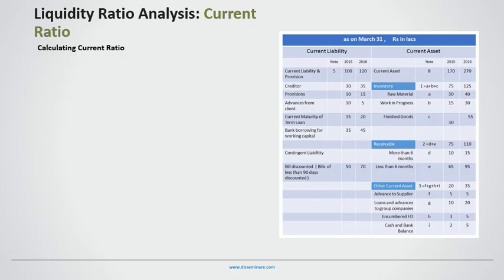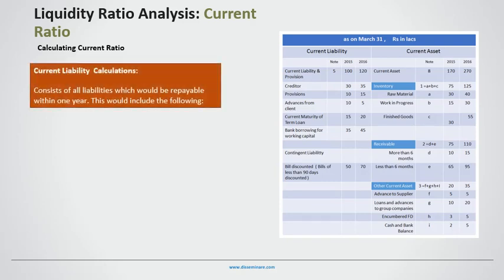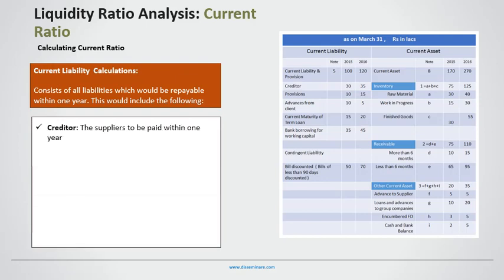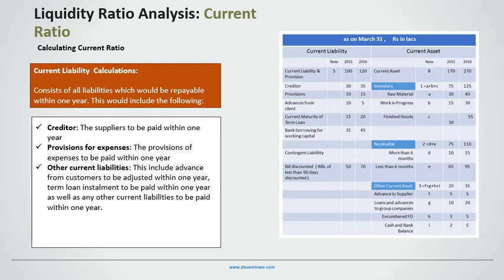Now we shall look at the current liability calculations for the purpose of calculating the current ratio. Please refer to the exhibit showing the balance sheet of MS XYZ as on 31st of March, 2015 and 2016. Current liability consists of all liabilities which would be repayable within 1 year. This would include the following. Creditors include the suppliers to be paid within 1 year. Provisions for expenses include the provisions of expenses to be paid within 1 year. Other current liabilities include advance from customers to be adjusted within 1 year, term loan installment to be paid within 1 year, as well as any other current liabilities to be paid within 1 year.